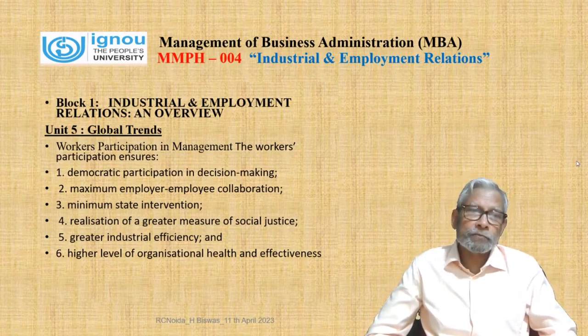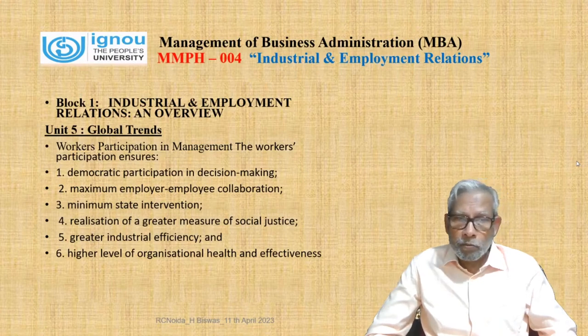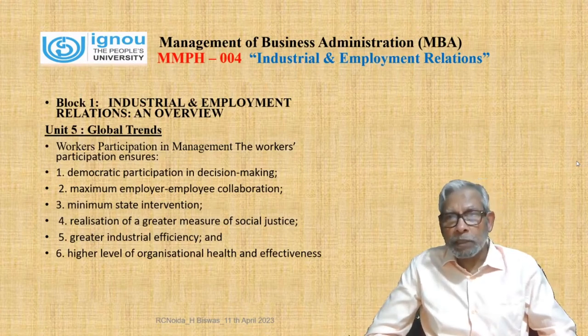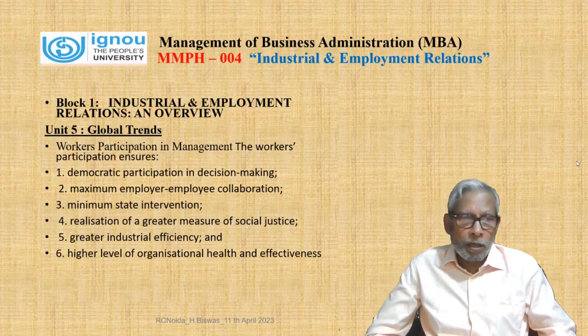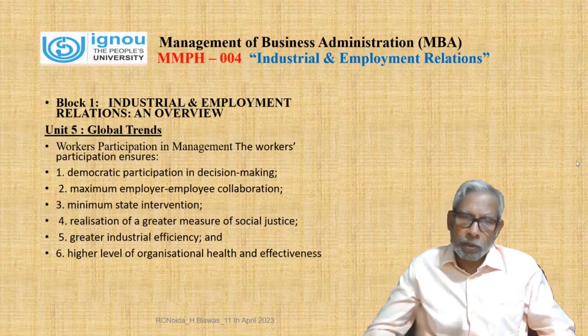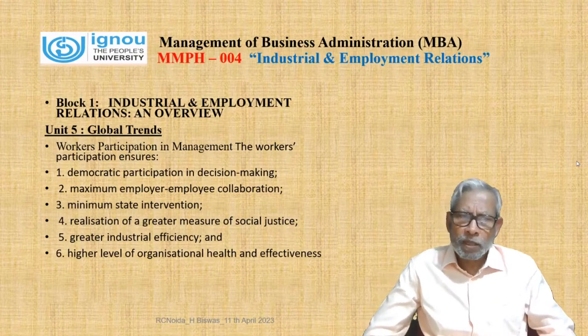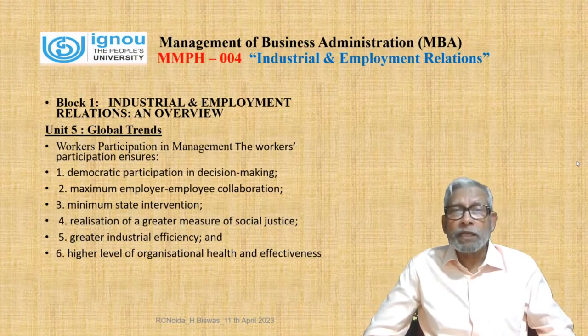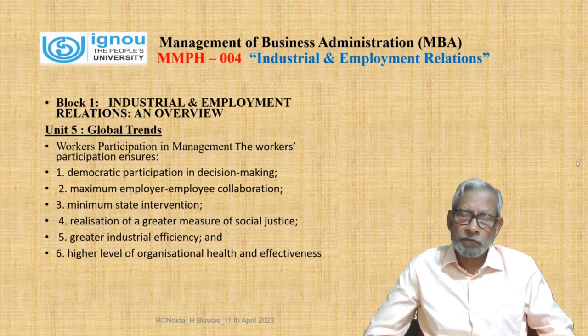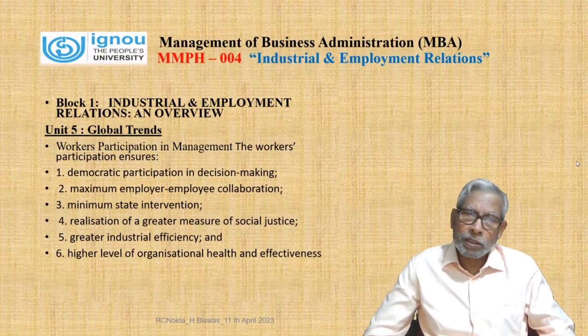Minimum state interventions. So, state interventions should be less. And number four is the realization of a greater measure of social justice. So, what are the justice measures already given? Everybody has to realize it and appreciate the things, follow the things in a disciplined way in all the roles. So realization is more required for the greater measures.